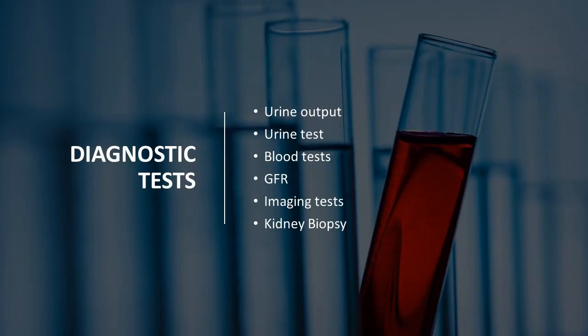Diagnostic tests include measurement of urine output, urine tests, blood tests to find levels of creatinine, blood urea nitrogen, phosphorus, and potassium, glomerular filtration rate estimation for kidney function, imaging tests like ultrasound and computed tomography, and kidney biopsy.